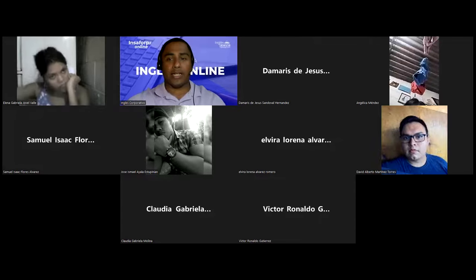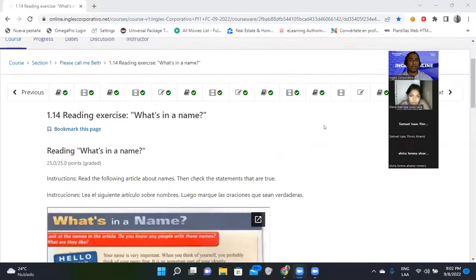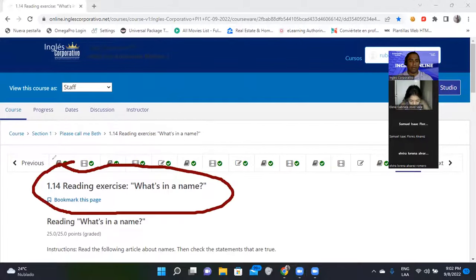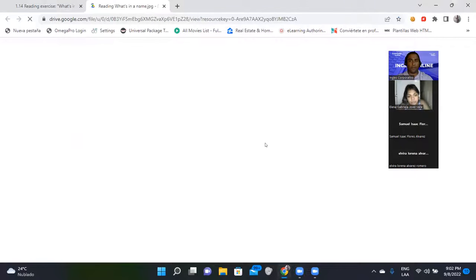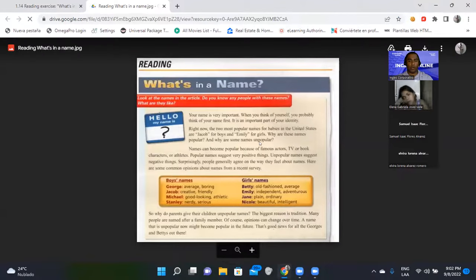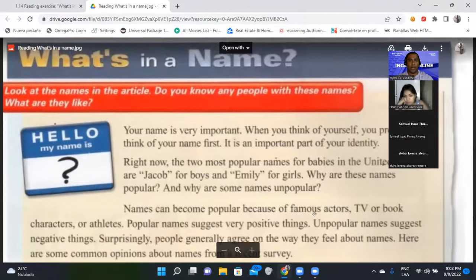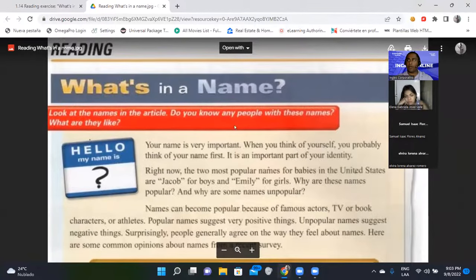For example, let's look at this one over here. We're going to say, what's in a name? Right here, this is coming from section number 1.4, reading exercise, what's in a name? Then from there, you are going to finish reading the text. You're going to click here, and then go to this section. You can click over here or over here, and you can zoom in and zoom out. Let me have one volunteer to read this section over here.